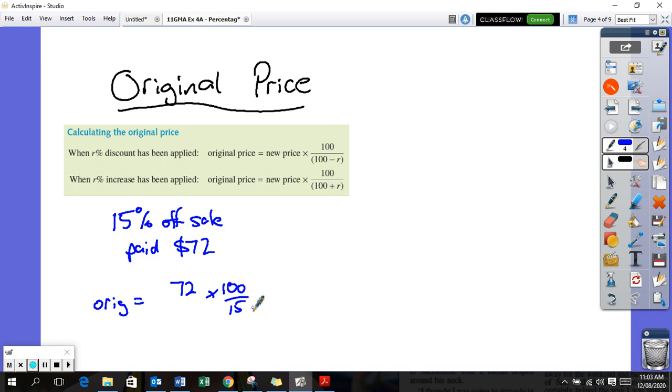Okay, I didn't look at my formula. So what we're going to be doing down the bottom, if it's 15% off, sorry, I made that error, that means we pay 85%, so it's 100 divided by 85. 100 minus 15 is 85, sorry, my error. 72 times 100 divided by 85 and we get that it was originally $84.71.